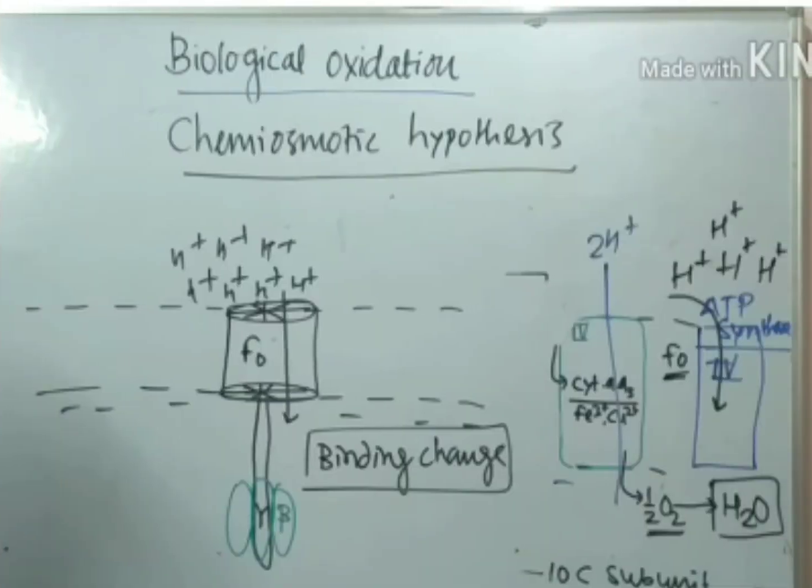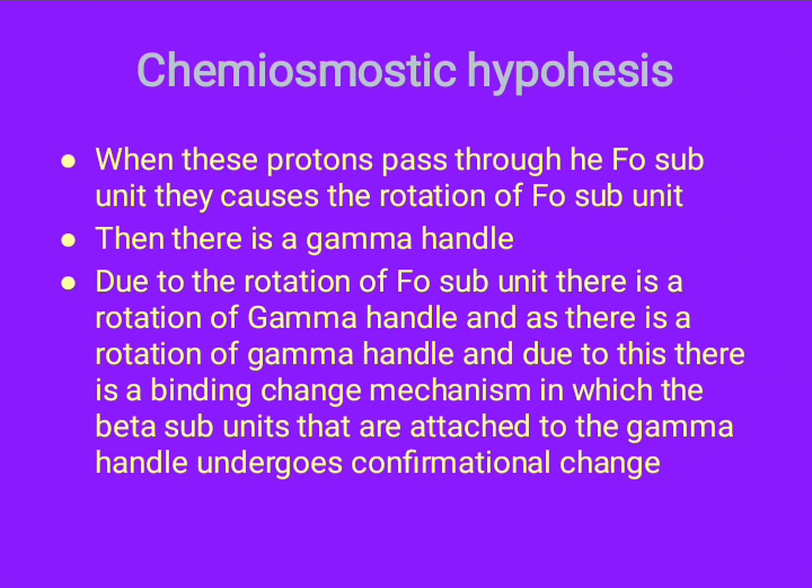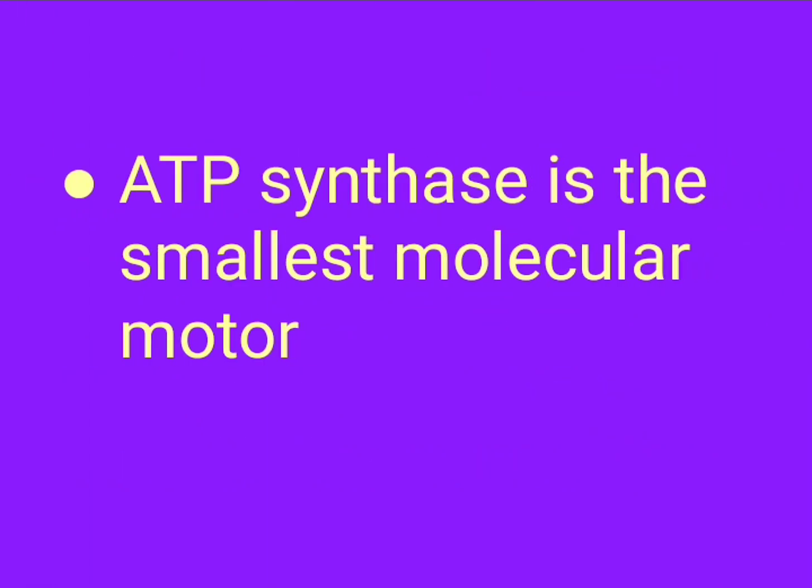Next, you can see in the diagram that the FO subunit has a lot of hydrogen ions outside the membrane, and it allows the entry of hydrogen. And how does it allow the entry of hydrogen ions? When these protons pass through, the FO subunit is rotated. Due to the rotation of the FO subunit, there is rotation of the gamma handle, and due to the rotation of the gamma handle, there is a conformational change in the beta subunits attached with the gamma handle. This mechanism is known as the binding change mechanism, in which when the gamma handle is rotated, there is a conformational change in the beta subunit.